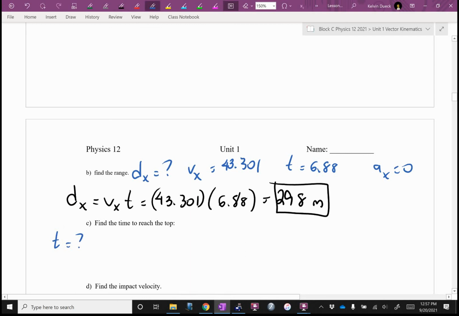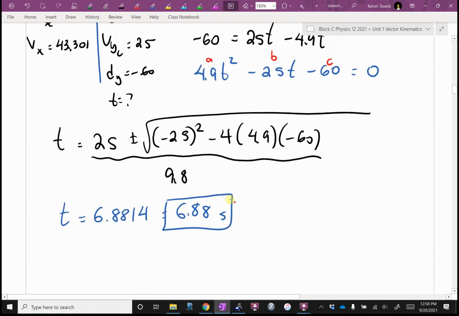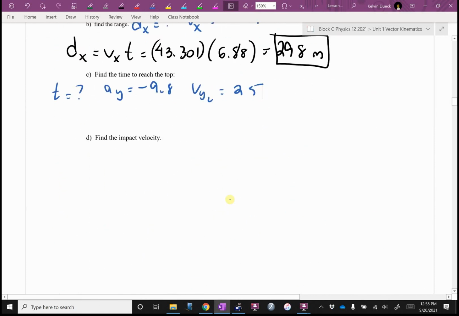Deegan, time to reach the what? Does the word top suggest to you vertical or horizontal, or can't you tell? I think vertical. So let's list my vertical data. I know that a_y was negative 9.8. v_y initial started out at 25. Was it 25? Yeah. Can I use a d of negative 60? Because that's not at the top, that's at the bottom. Very bottom of the cliff.